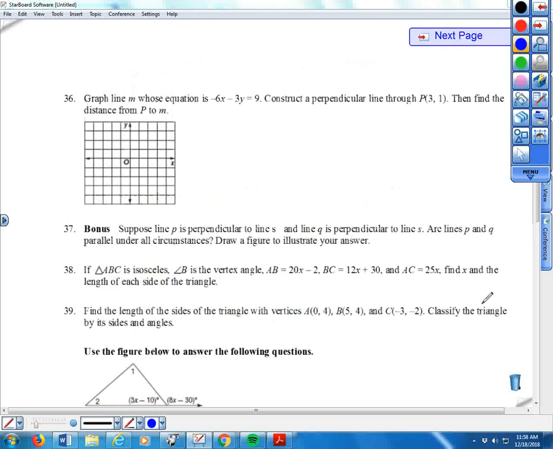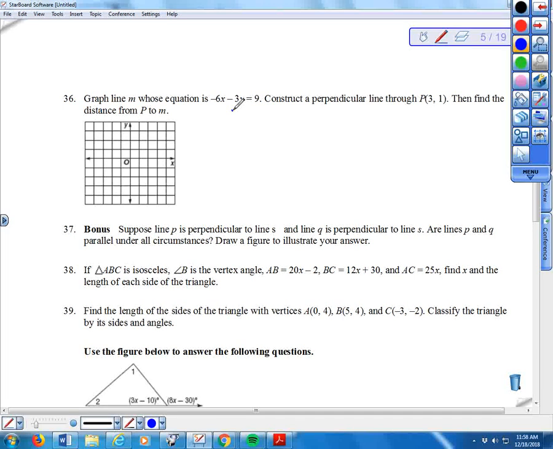Graph line M, whose equation is negative 6x minus 3y equals 9. Then construct a perpendicular line through (3, 1) and find the distance. Okay, so if I'm going to graph it, what's the easiest way to graph when it's in standard form? Yeah, do the cover up. Find your x and y intercepts.